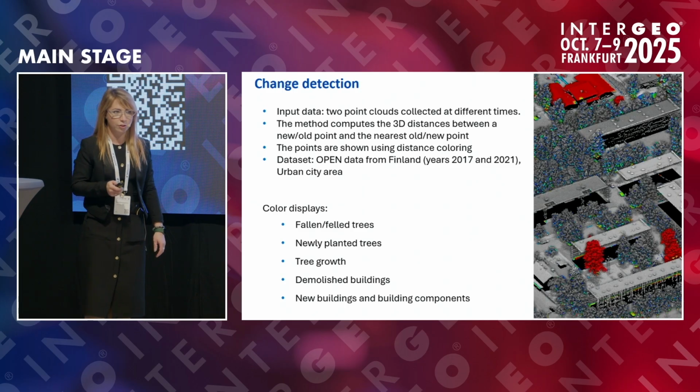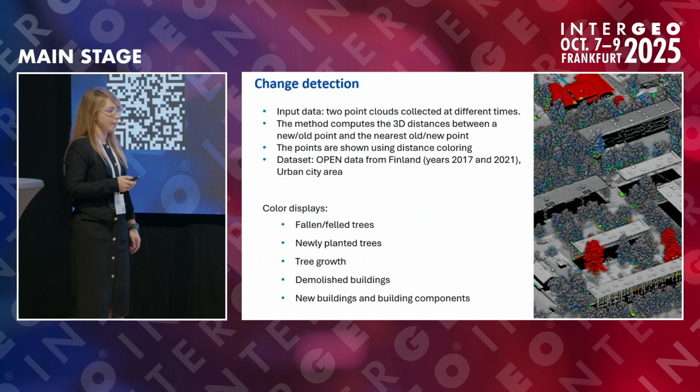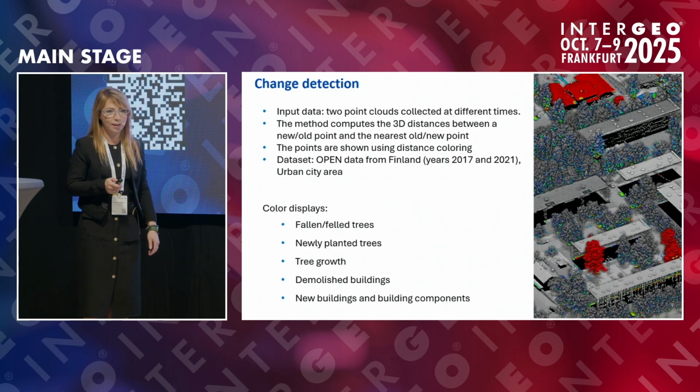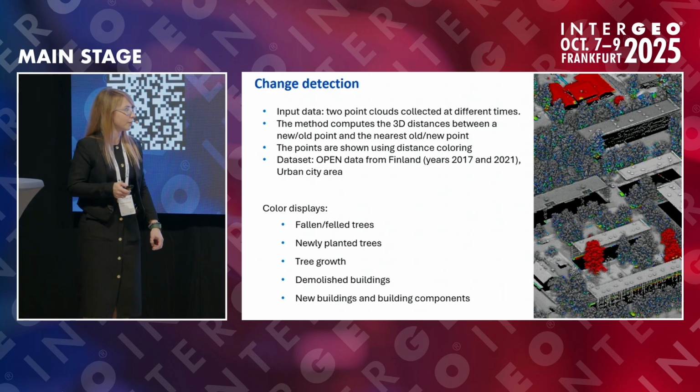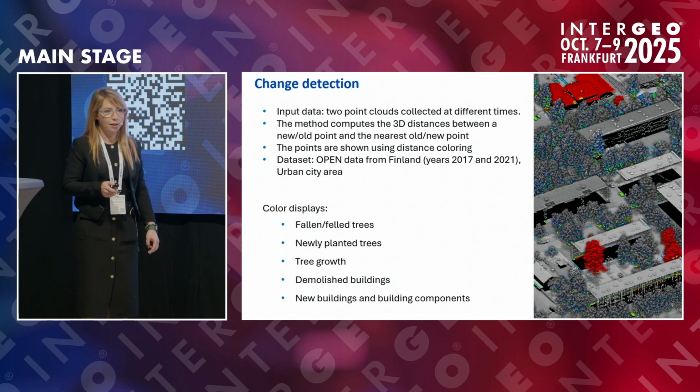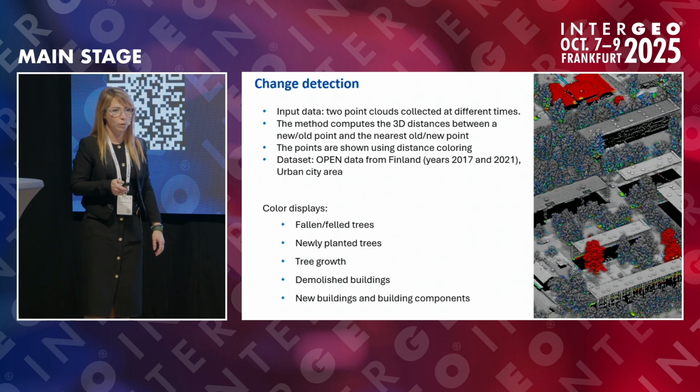The change detection tool takes as input two point clouds scanned by LiDAR, preferably airborne. In this case, on the right-hand side, you can see an area scanned with aerial LiDAR. In Finland, it's a city area, and it's colored by change. The data set is open source. It was created in 2017, and the second scanning operation happened in 2021.